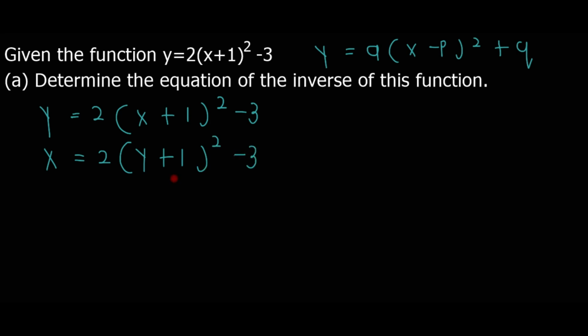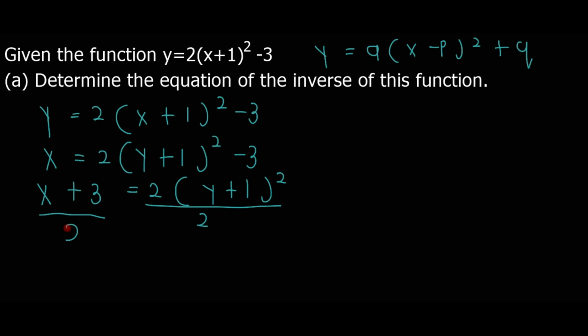And then from there I will take this negative 3 to the other side. Remember we want to make y the subject of the formula. And then from there I will divide both sides by 2. These 2 and these 2 cancel. Now we have x plus 3 over 2 equal to y plus 1 all squared.